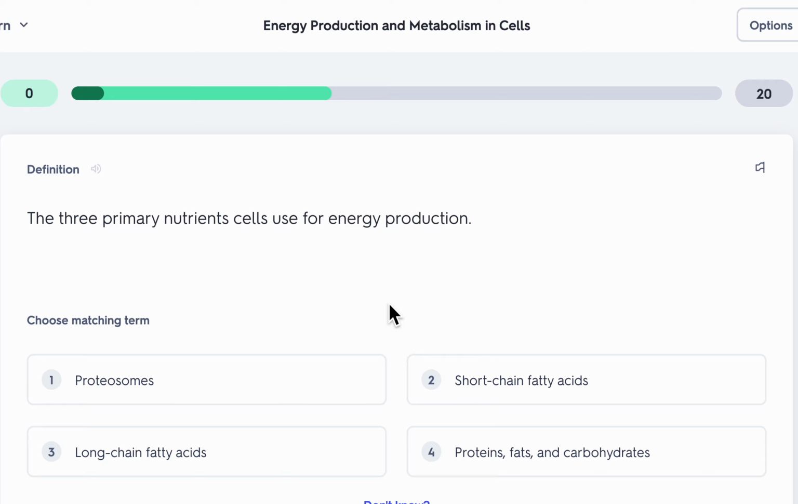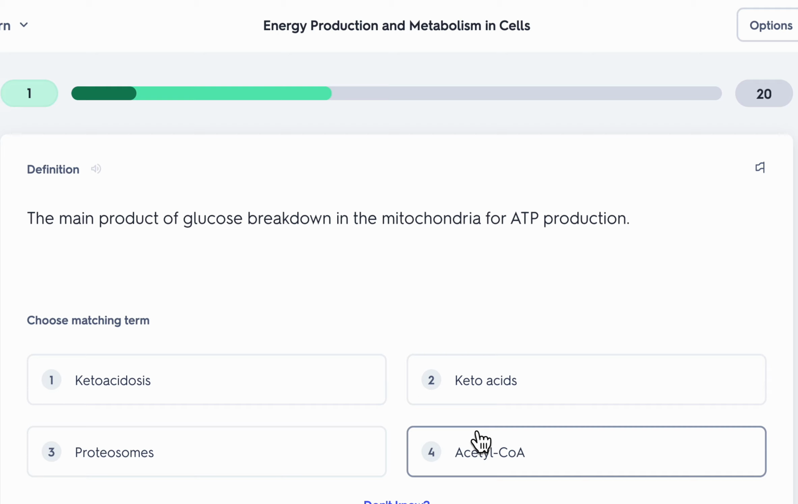The three primary nutrient cells used for energy production. The main product of glucose breakdown in the mitochondria for ATP production.